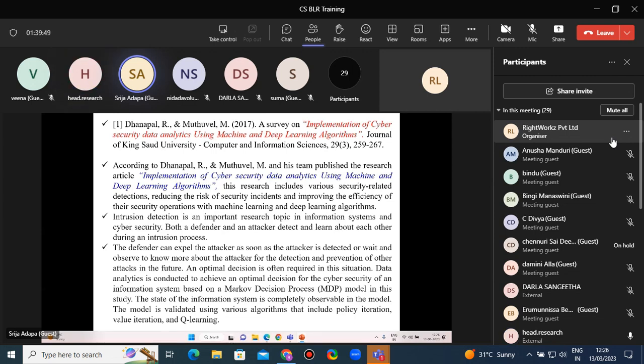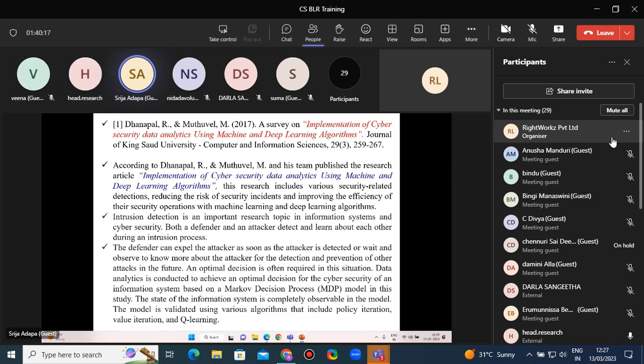Intrusion detection is an important research topic in information systems and cybersecurity. Both a defender and an attacker detect and learn about each other during an intrusion process. The defender can expel the attacker as soon as the attacker is detected, or wait and observe to know more about the attacker for the detection and prevention of other attacks in the future. An optimal decision is often required in this situation.